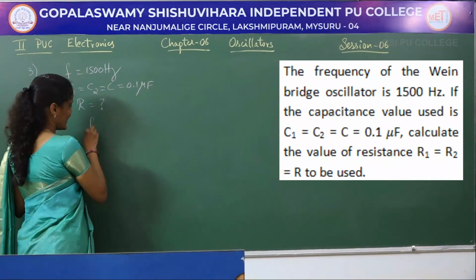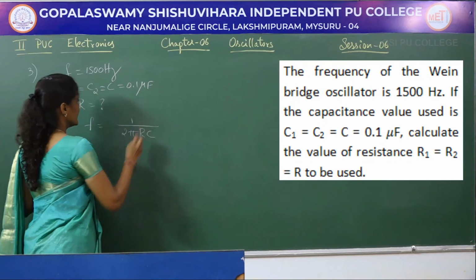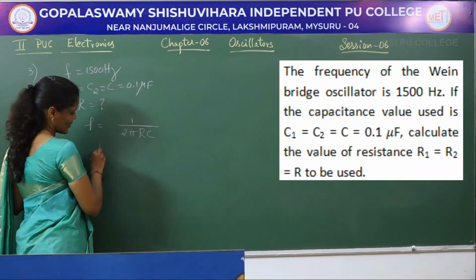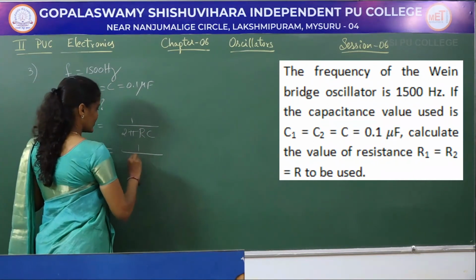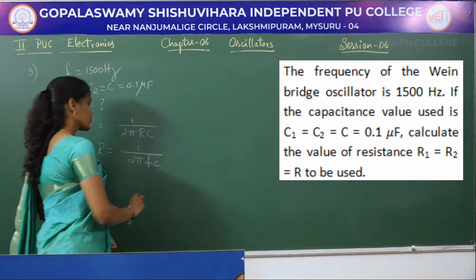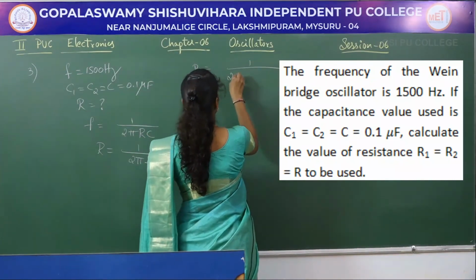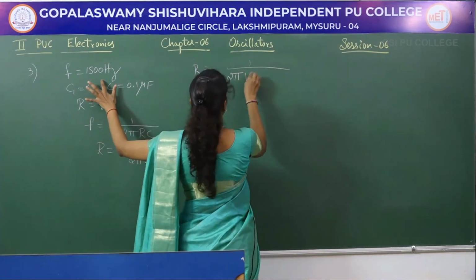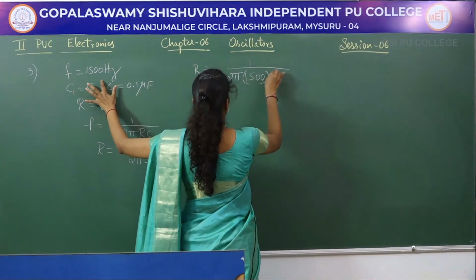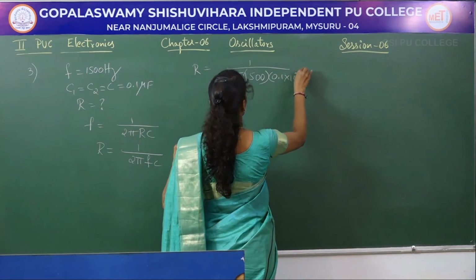So problem is very simple. f is equal to 1 divided by 2 pi RC. So you have to find out R. Let us cross multiply that. R is equal to 1 divided by 2 pi fC. So let us substitute those values. R is equal to 1 divided by 2 pi, f value is 1500 and C value is 0.1 into 10 to the power of minus 6.